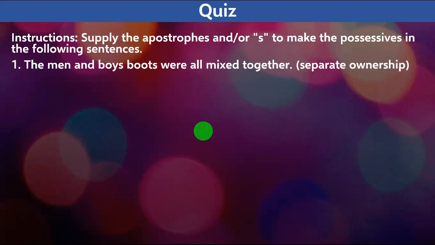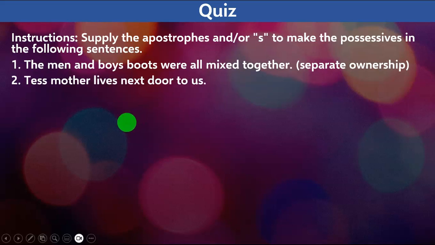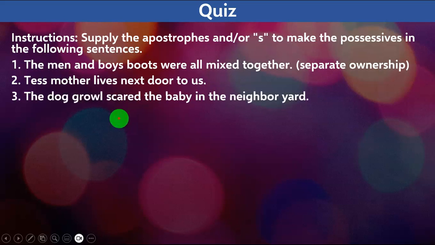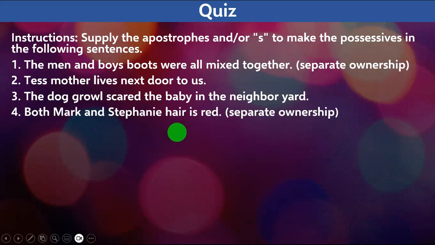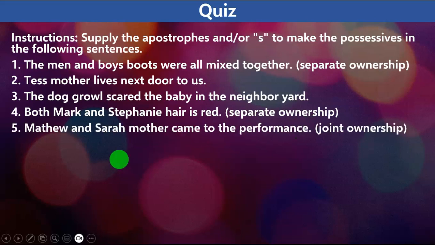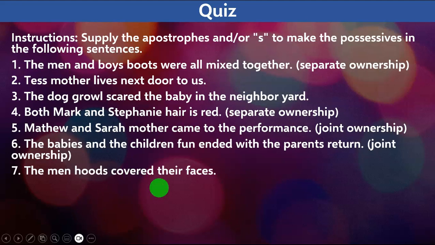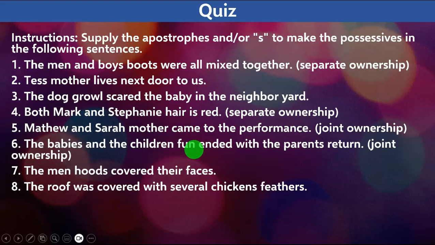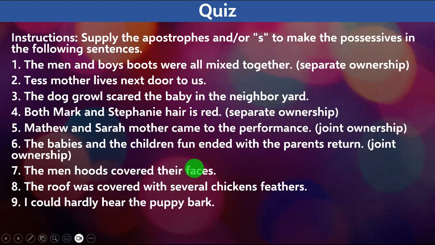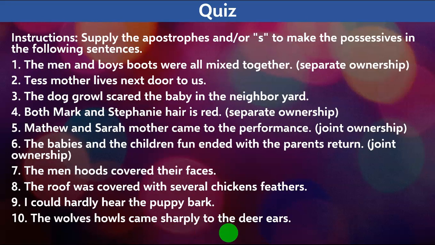Question number 1. The men and boys boots were all mixed together. Okay, talking about separate ownership. Number 2, Tess mother lives next door to us. Number 3, the dog growls scared the baby in the neighbor yard. Number 4, both Mark and Stephanie hair is red. It talks about separate ownership. Number 5, Matthew and Sarah mother came to the performance. Talks about joint ownership. 6, the babies and the children fun ended with the parents return. Joint ownership. Number 7, the men hoods covered their faces. Number 8, the roof was covered with several chickens feathers. And number 9, I could hardly hear the puppy bark. Number 10, the wolf howls came sharply to the deer ears.